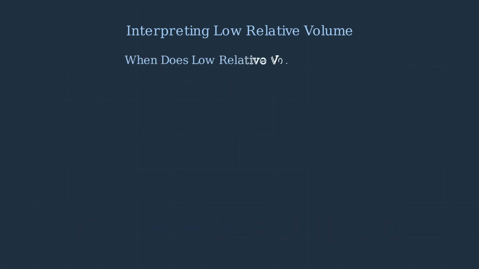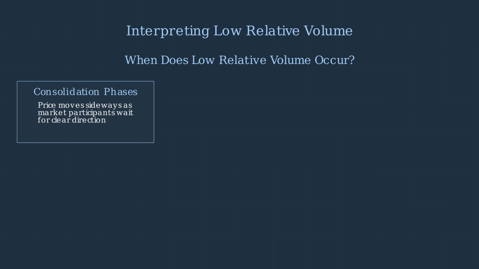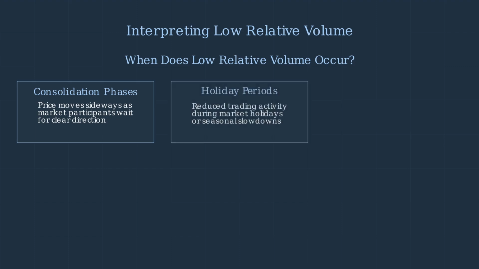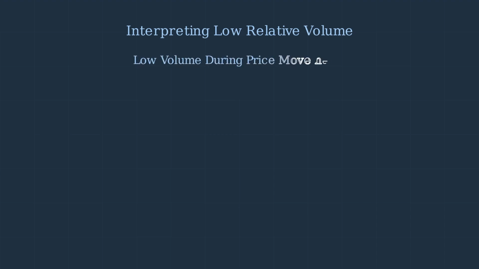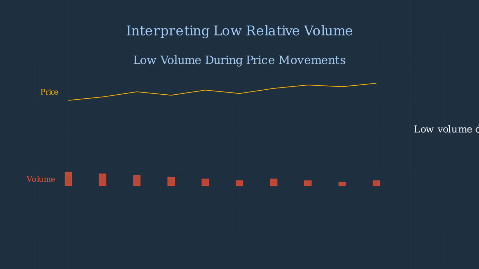Low relative volume typically occurs in several market scenarios. First, during consolidation phases, when price moves sideways and market participants wait for clear direction. Second, during holiday periods when overall market participation is reduced. And third, before major announcements, when traders become cautious about taking new positions. When price movements occur with low relative volume, it suggests the move may lack conviction.